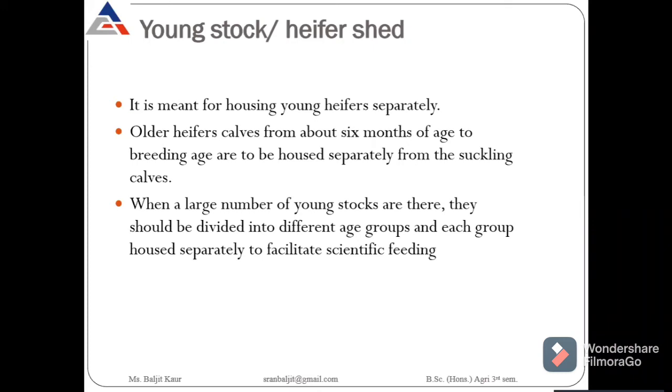When a large number of young stock are there, they should be divided into different age groups and each group housed separately to facilitate scientific feeding, right? So if a large number of young stock is present on the farm, they should be grouped according to their different ages and housed separately.